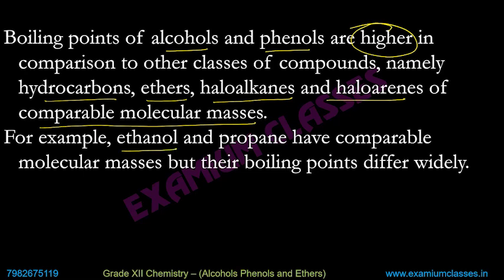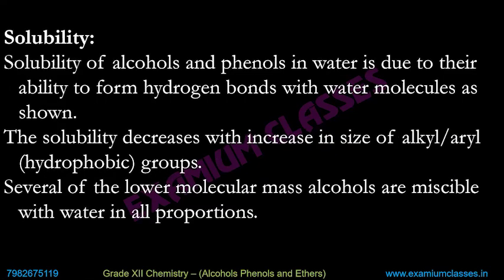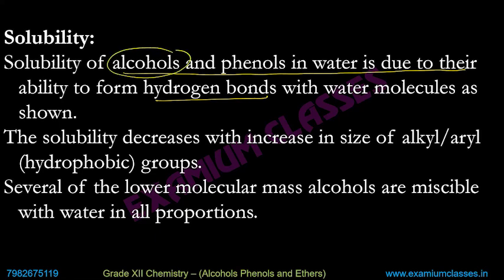For example, ethanol and propane have comparable molecular masses, but boiling point differ widely. Ethanol has much higher boiling point than propane. These are just indication of those things. Now, solubility. Solubility of alcohols and phenols in water is due to hydrogen bonding. So alcohols and phenols are soluble in water because they form hydrogen bonding.